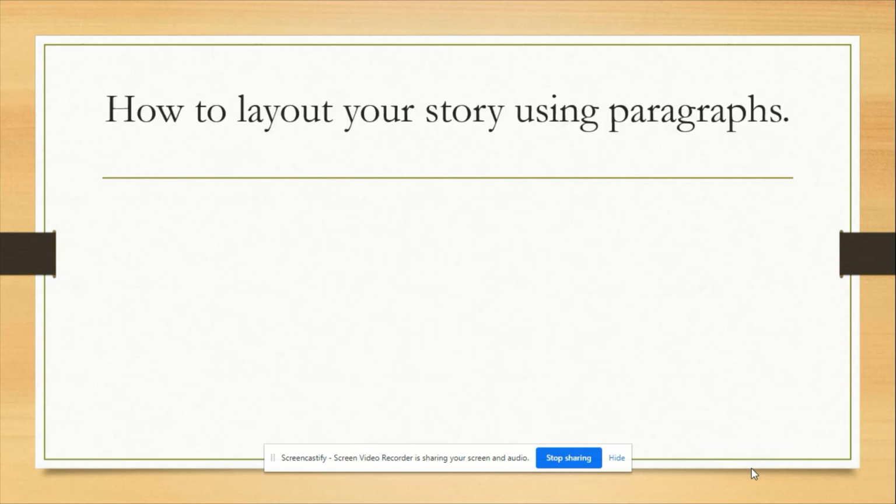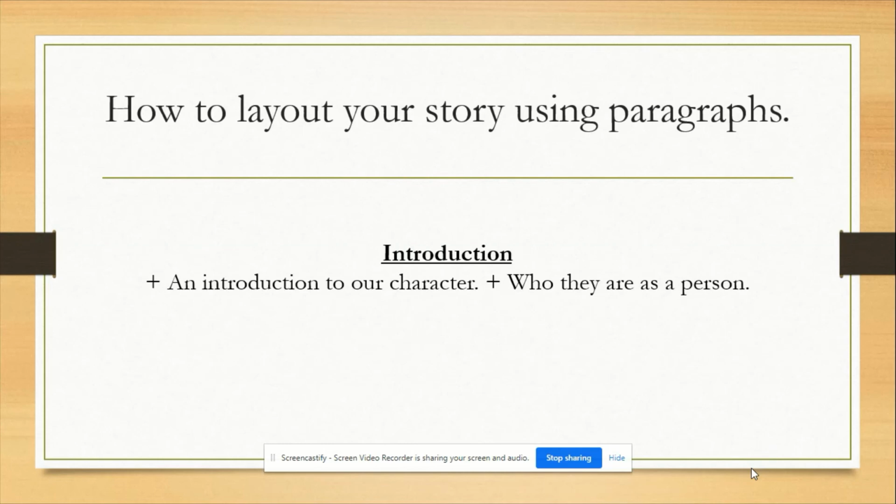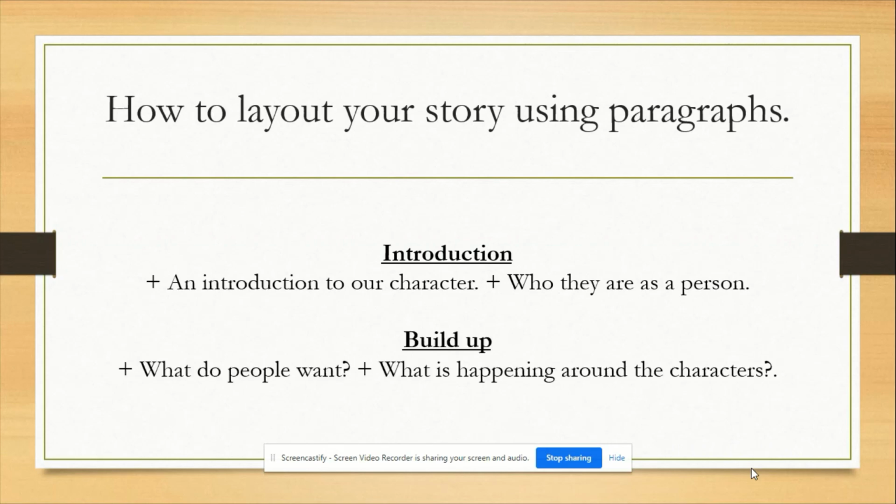Okay, so let's have a look at how we should structure our writing. Our introduction should have at least 2 paragraphs, and it should introduce us to our character and who they are as a person, with a quick character description. And our build-up should also have at least 2 paragraphs. It's saying, what do the people want? So if you're talking about a kingdom, what do the people within the kingdom want? And what is going to happen around these characters? Paragraph 2 should be what is happening. So, for example, in Beowulf, the dragon was on the loose and was burning down the homes.